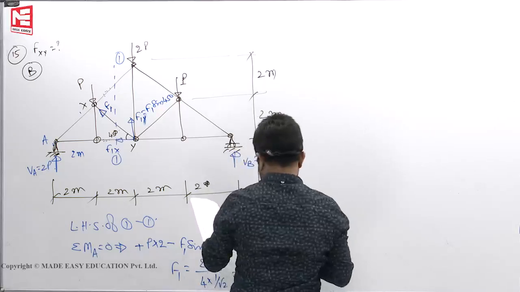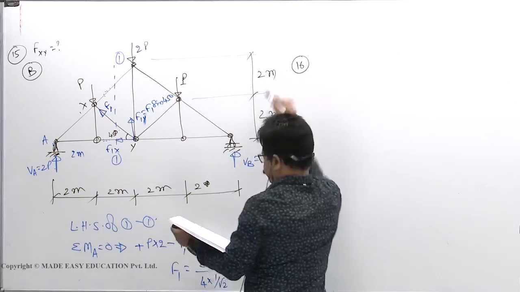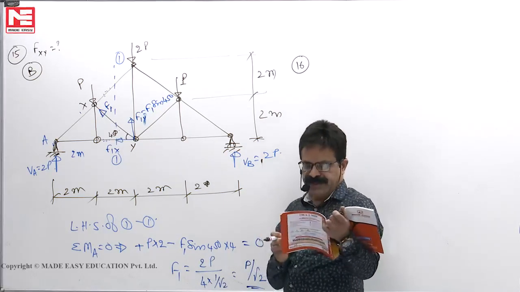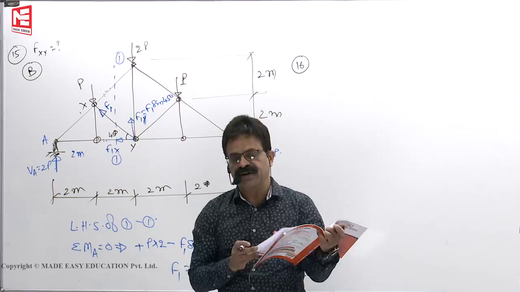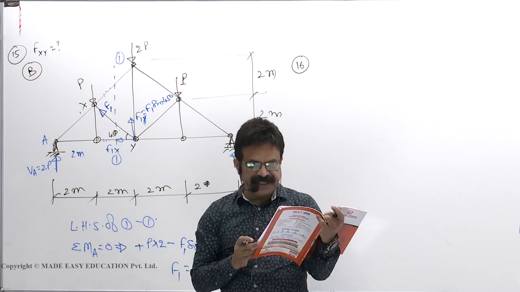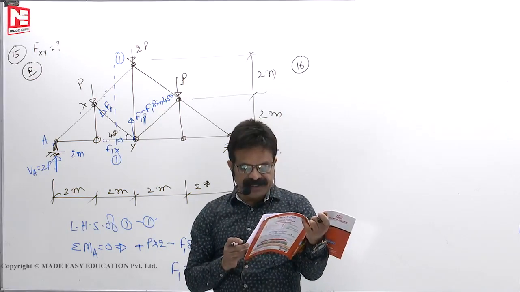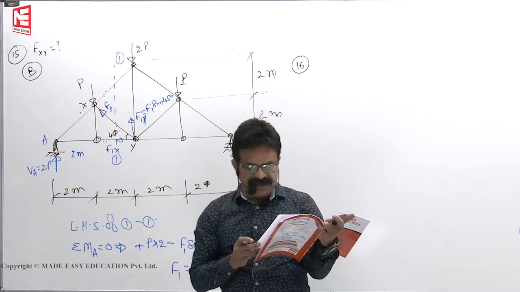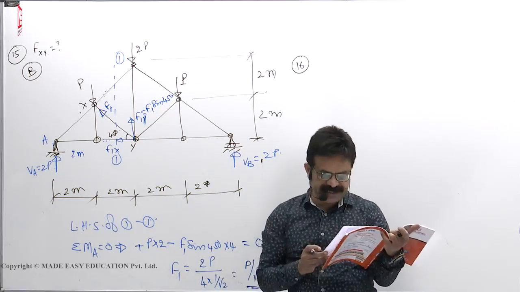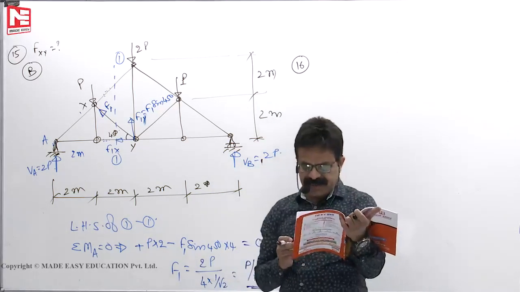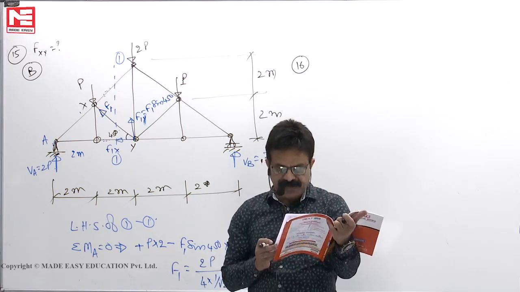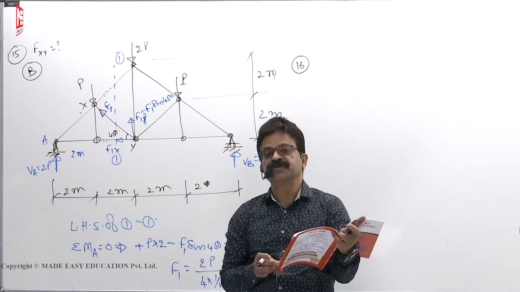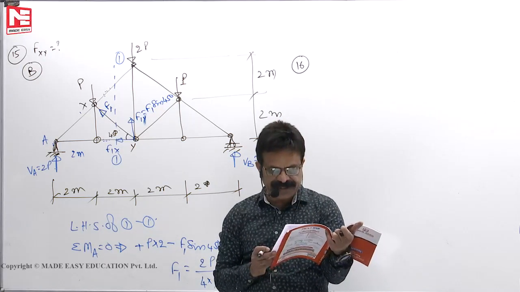Next, 16th. All members have same cross-sectional area. Bending resistance of all the members is small in comparison with their axial force resistance. All the external loads are applied directly or indirectly at the joints. All joints are idealized to be frictionless. Which of these are assumptions made in the force analysis of simple trusses? Force analysis of simple trusses means method of joints or whatever it is.